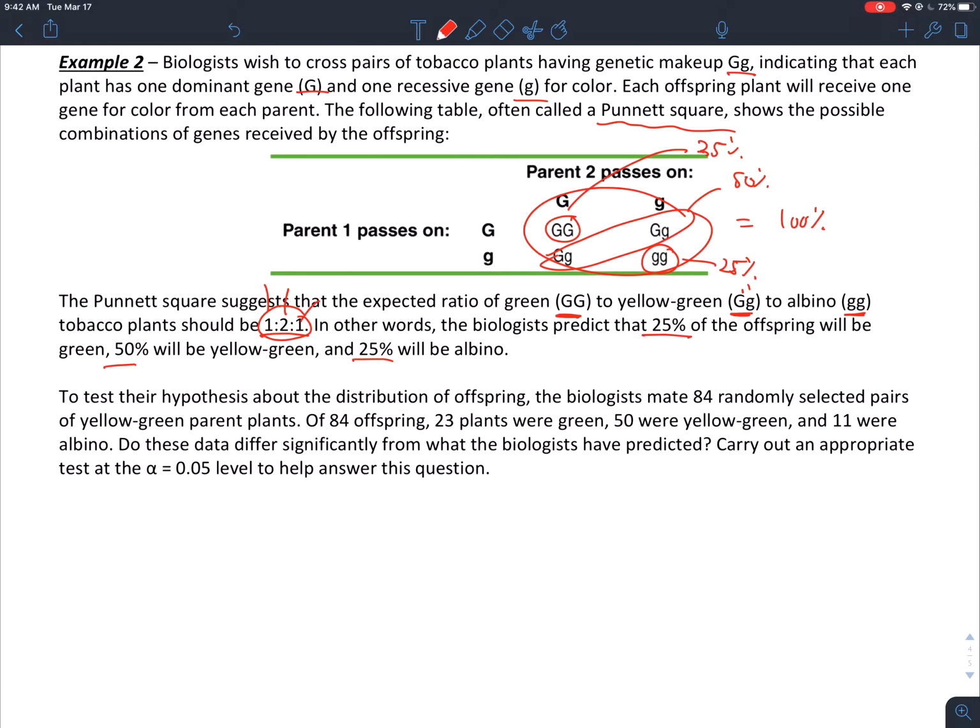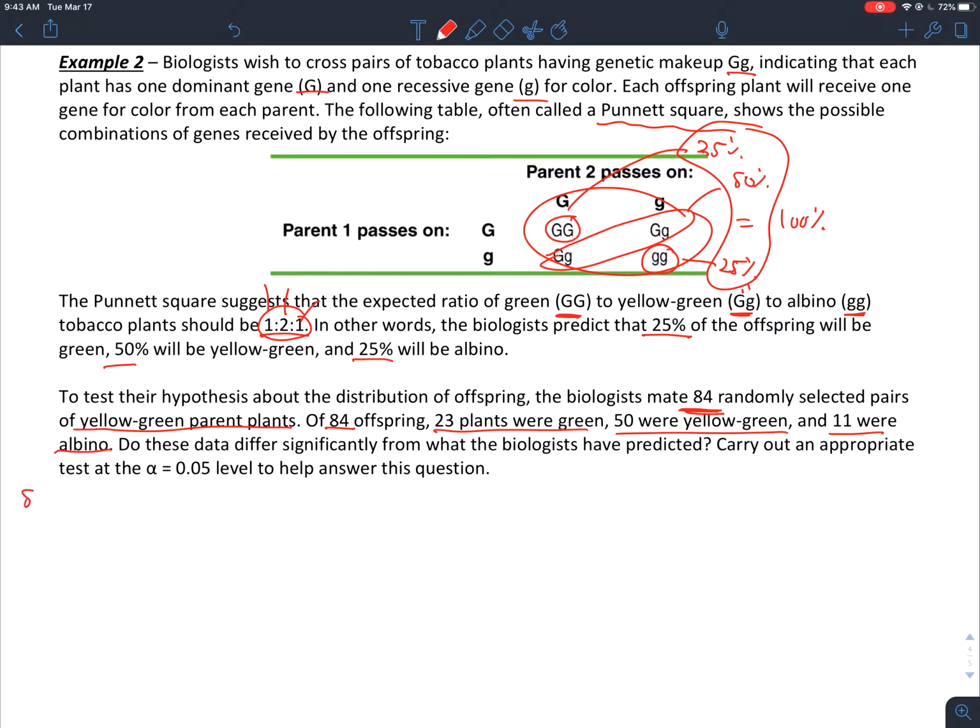Our null hypothesis, or the claim, is that this is the distribution of genes. To test hypotheses about the distribution of the offspring, biologists mate 84 randomly selected pairs of yellow-green parent plants. Of 84 offspring, 23 were green, 50 were yellow-green, 11 were albino. Do these data significantly differ from what biologists have predicted? So their claim of 25, 50, 25. Carry out an appropriate test at that significance level.